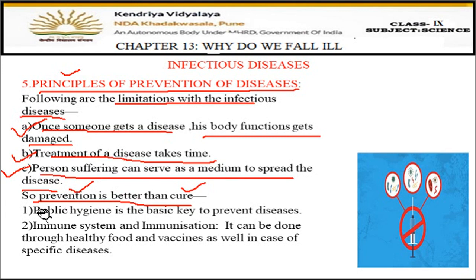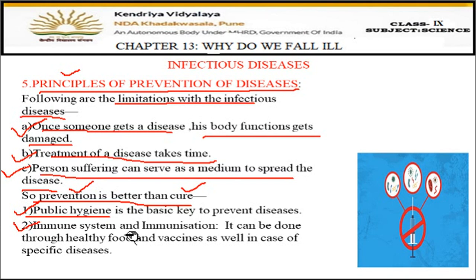So what preventive measures can be taken? The first one is that public hygiene is the basic key. For all infectious diseases, the basic concept behind is to maintain hygiene, personal hygiene as well as public hygiene. And the second thing is proper immunization. Proper immunization means the immunity of the body has to be increased. Immunity means the resistance power of the body against germs. So that power has to be increased.